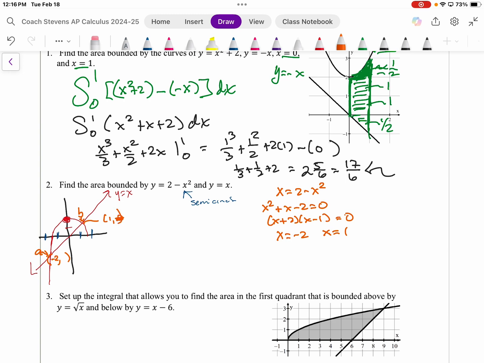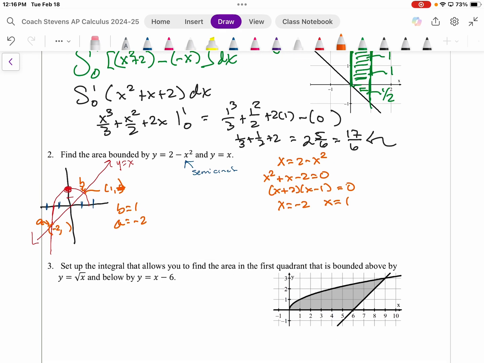So now I know what my a and b are. My a is negative 2. My b is positive 1. Now that I can see the picture, which one's on top? So the integral from negative 2 to 1 of 2 minus x squared minus x dx. There's my cleaned up version.